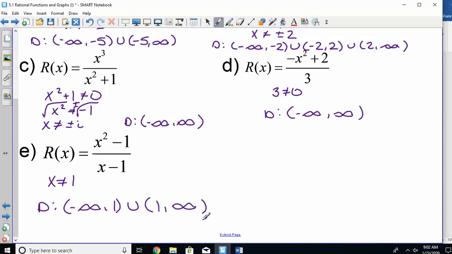And why do we have to use parentheses on the 1, not brackets? Good. Remember, not equals, always get parentheses. Okay. Are we all right with the domain piece?